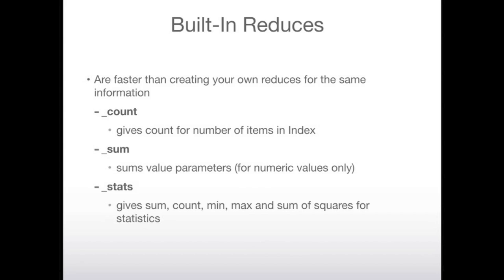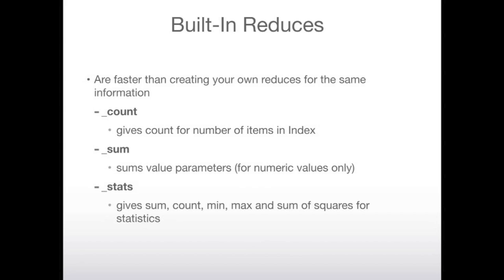So we have 3 built-in reduces that are faster than creating your own custom reduces for this same information. They're sort of native within our library. We've implemented these custom reduces. The first one is count, and it just basically counts the number of items in the index or in the range in which you're querying.